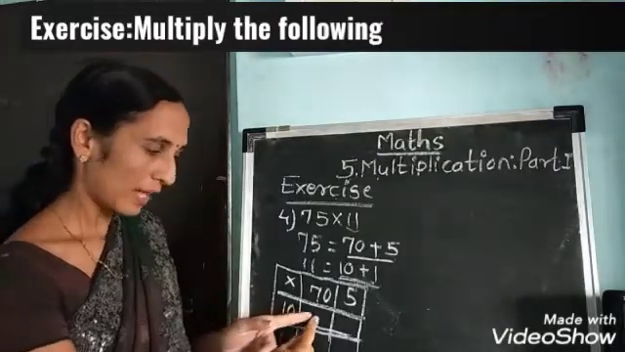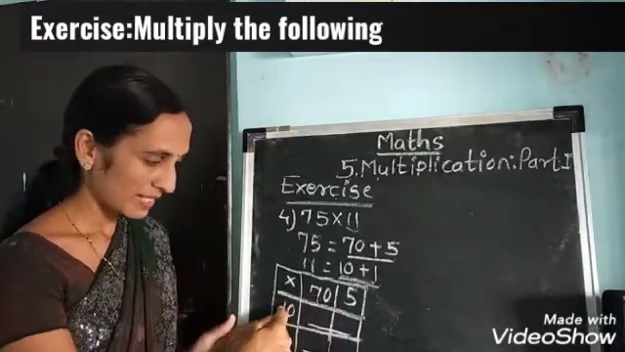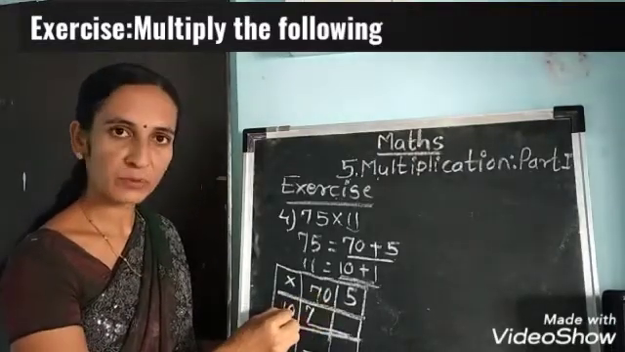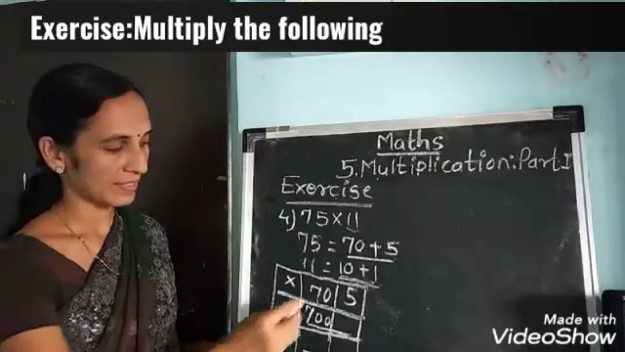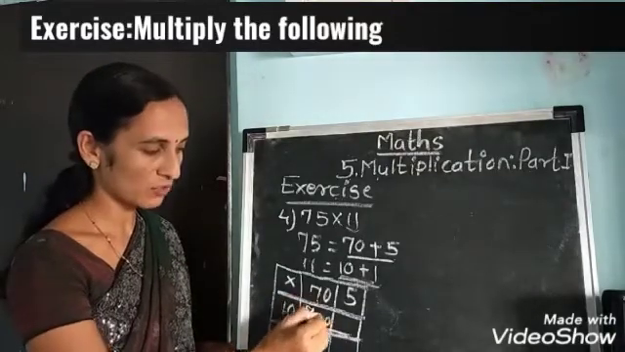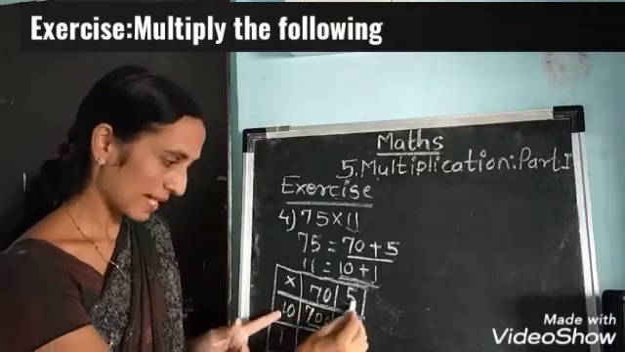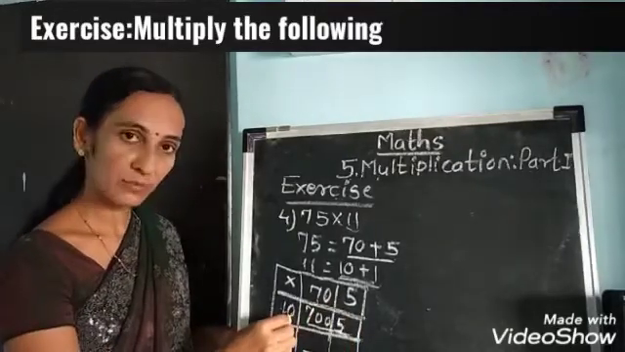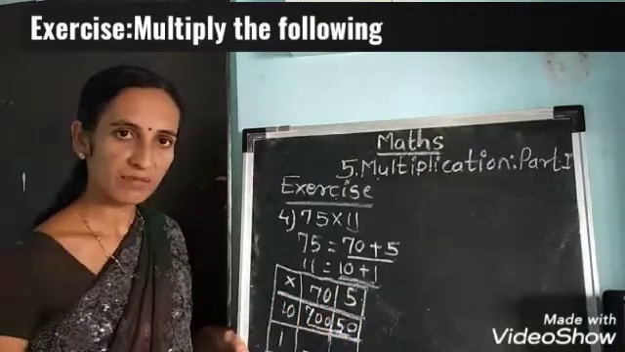Listen carefully. I wanted to find this answer, so go straight. 7 ones are 7. How many zeros are there in both boxes? 2 zeros. So give here 2 zeros. Got? Very easy. Now, this answer I want, so go straight. 5 ones are 5. And how many zeros are there in both boxes? Only 1. Here no 0 and here 1 zero. So give here 1 zero.